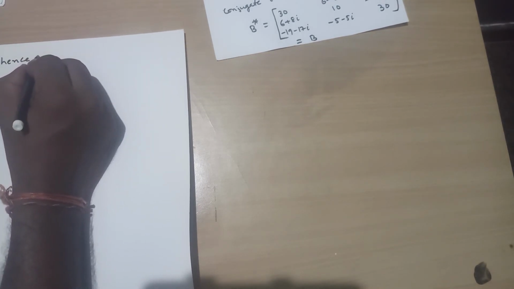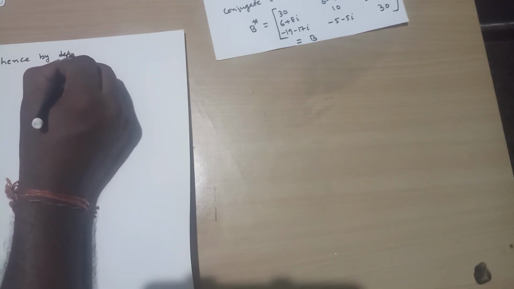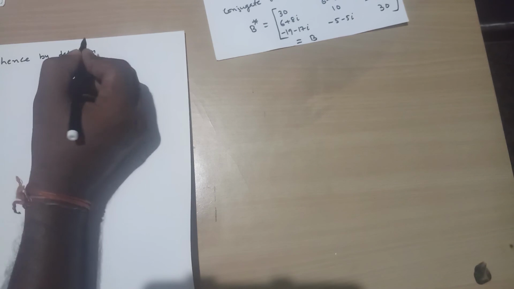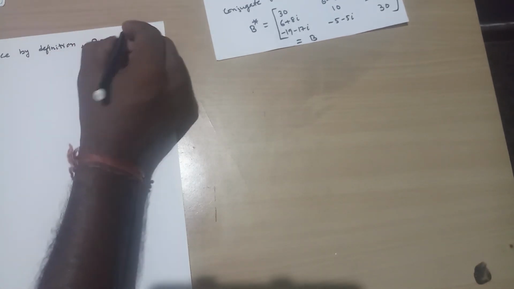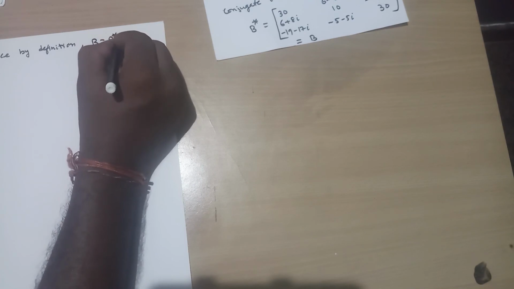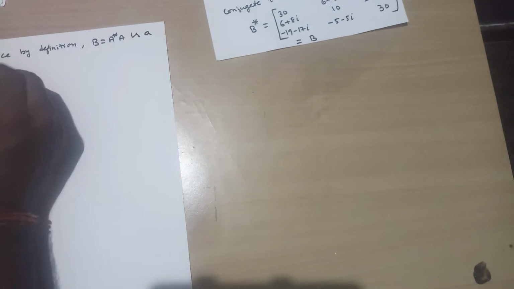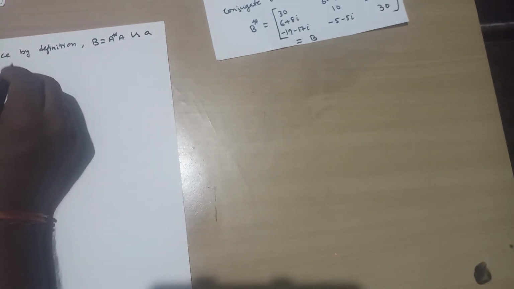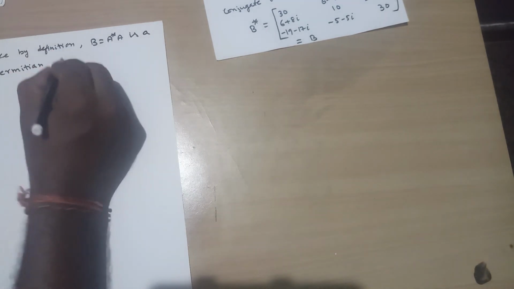Written by definition, B equals A transpose conjugate into A is a Hermitian matrix.